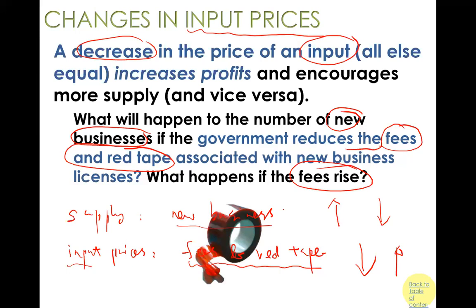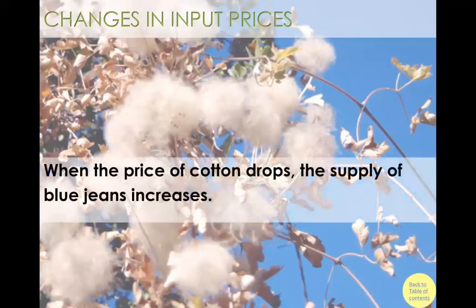So this is how input price is going to affect supply. Essentially, input price is going to determine the profitability. In this particular example, we are talking about the supply of new businesses. This is the first factor. Now we can look at another example for this first factor. We still look at input price. When the price of cotton drops, the supply of blue jeans increases. Why is that? Because cotton is considered the main input for blue jeans.